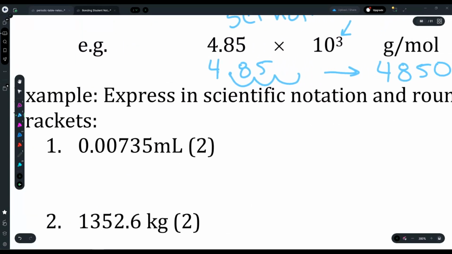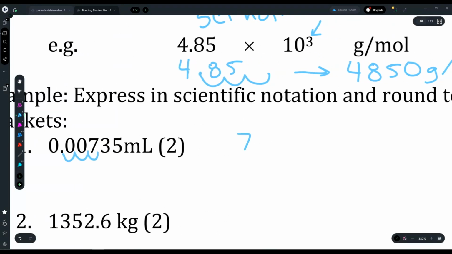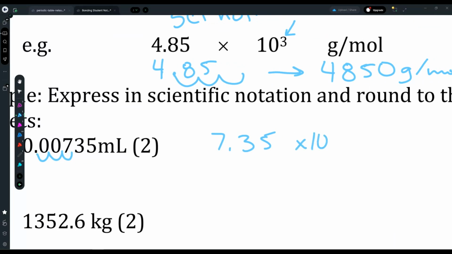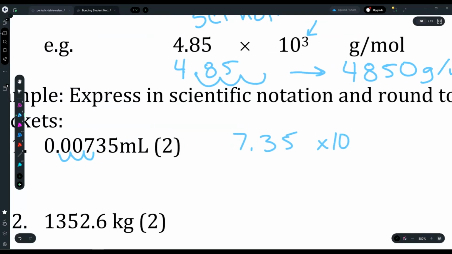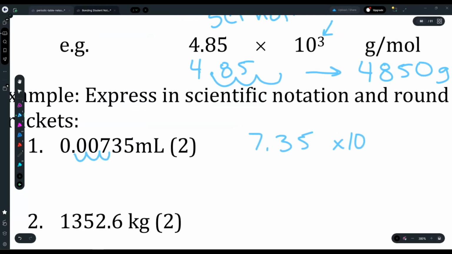Looking at this number, we want to make it so that there's only one non-zero digit to the left of the decimal. So I need to move this decimal 1, 2, 3 over to the right. So then that's 7.35, and I have to write that times 10 to the power of. Since our original number is between 0 and 1, my exponent is going to be negative, and I'm going to count how many times I moved the decimal. 1, 2, 3. So it's going to be -3.